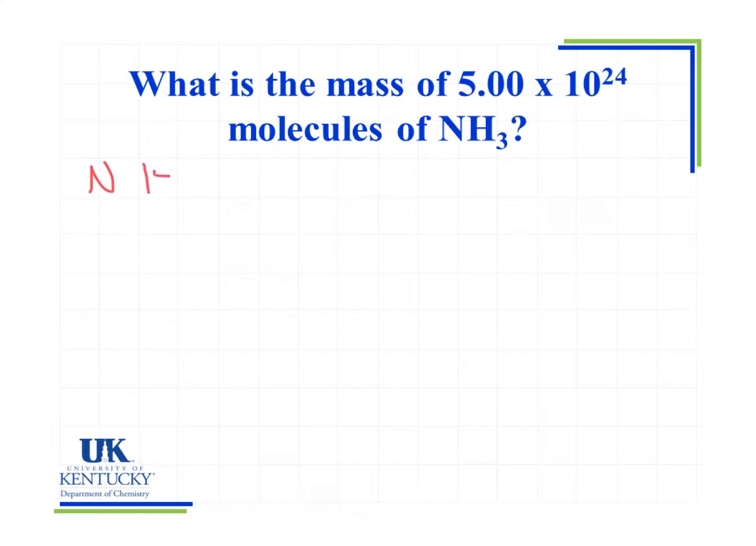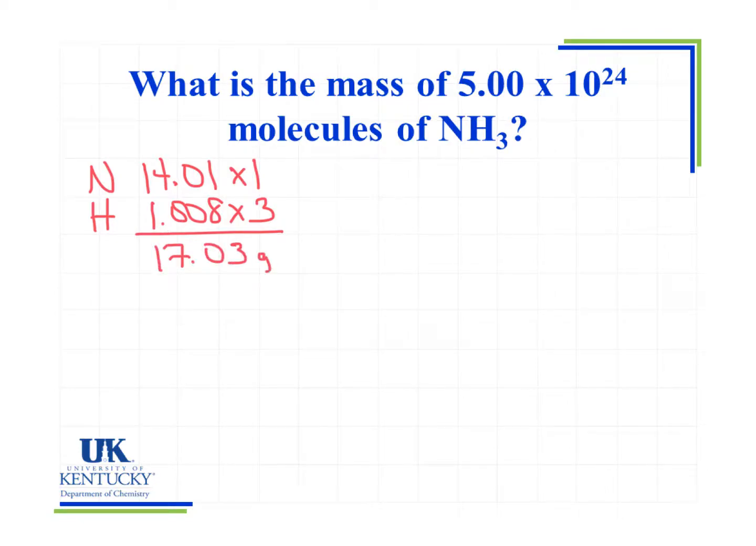So nitrogen has a mass of 14.01, and there is one of those. Hydrogen is 1.008, and there are three of those. And so our molar mass of the compound is 17.03 grams per mole of NH3.